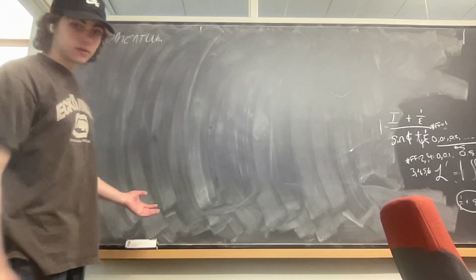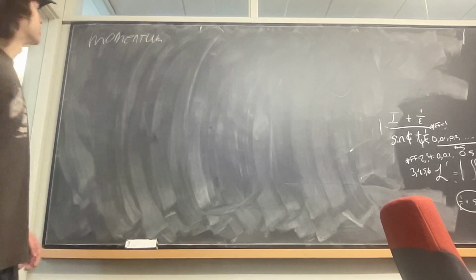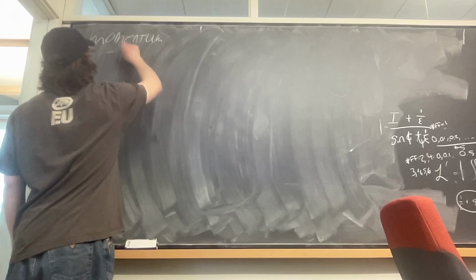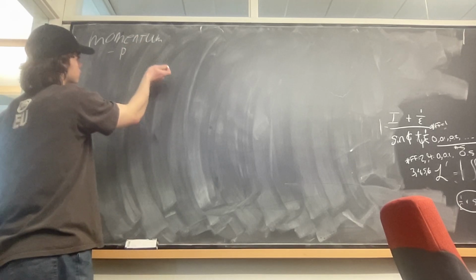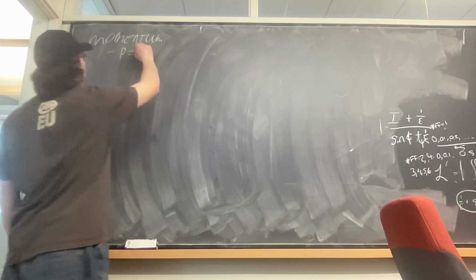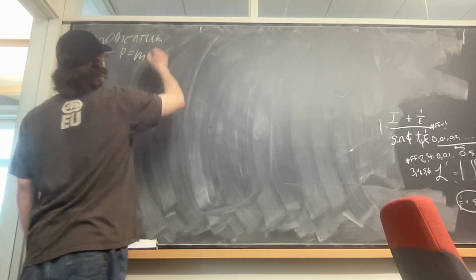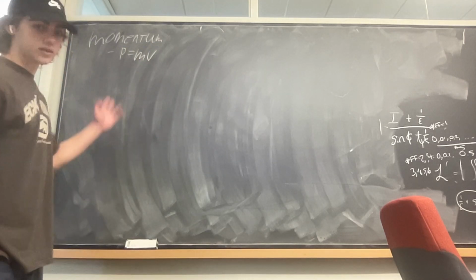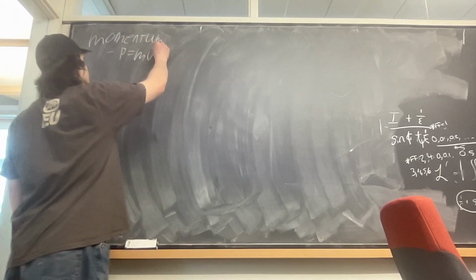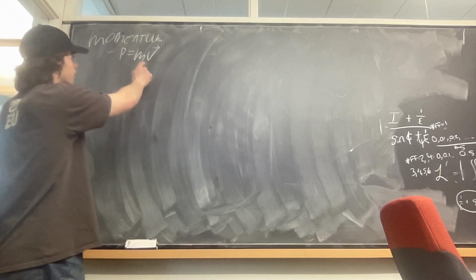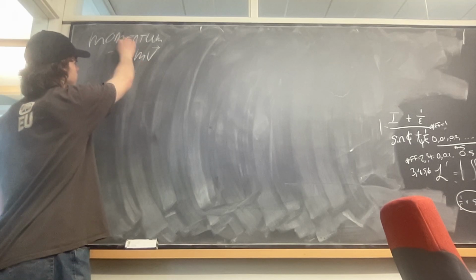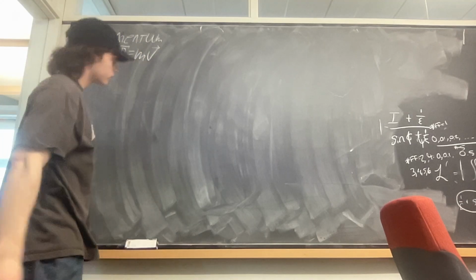All right. So momentum is given to us by the equation P equals mass times velocity. P is the variable that we use to denote momentum. Now, velocity is a vector quantity. We're going to put an arrow over that, and because mass is a scalar, you're multiplying a scalar by a vector. That means that momentum is also a vector.